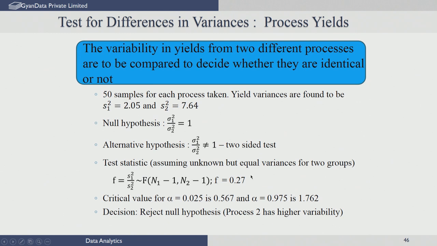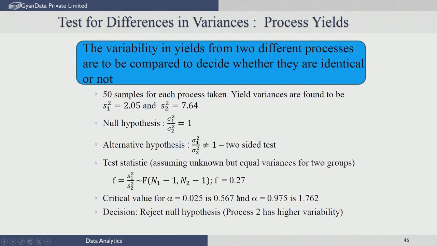an F value of 0.27, and if you go to the F distribution with n1 minus 1, which is 49 degrees of freedom, and n2 minus 1, which is 49 degrees of freedom, and ask for 5% probability, which we break up as 2.5% to the left of the threshold and 2.5% greater than the threshold, we ask what is the lower threshold value for the F distribution, and it turns out to be 0.567.